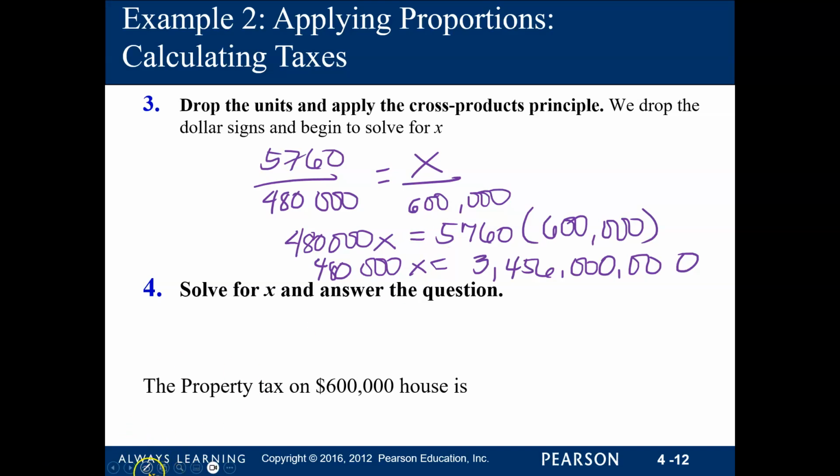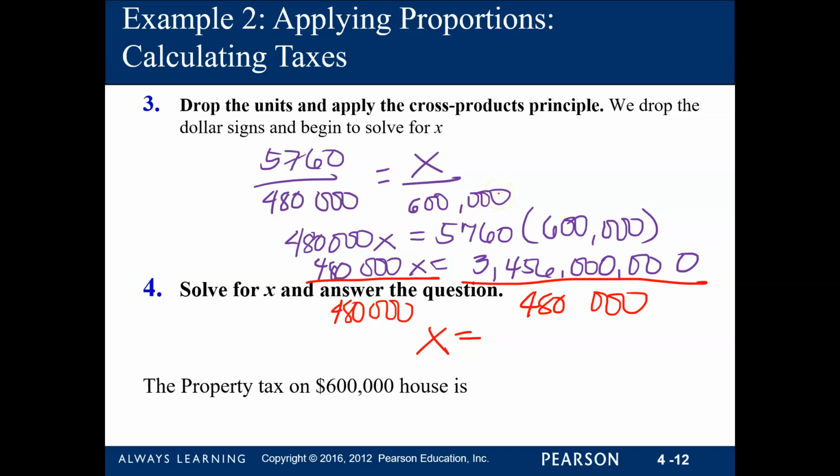Now remember, we always divide. I'm sorry, I don't have enough space. So we divide this whole thing by 480,000, and so X is going to be equal to 7,200. You just use your calculators to work this out. As you can see, X is 7,200. Therefore, the property tax on a $600,000 house is equivalent to 7,200. So that is how you can make sure that you got the correct answer.